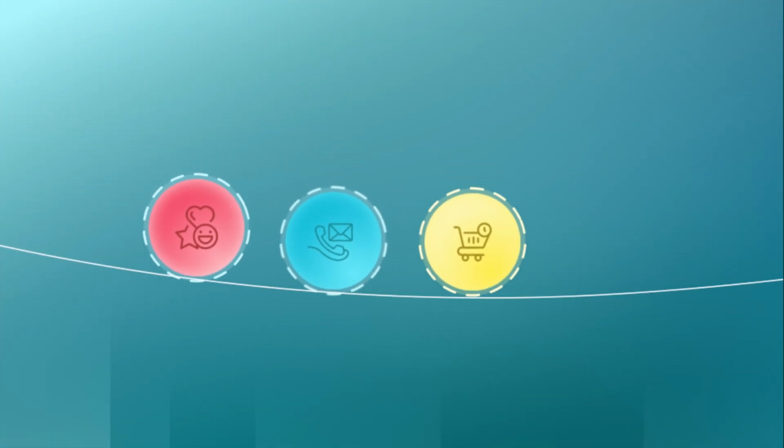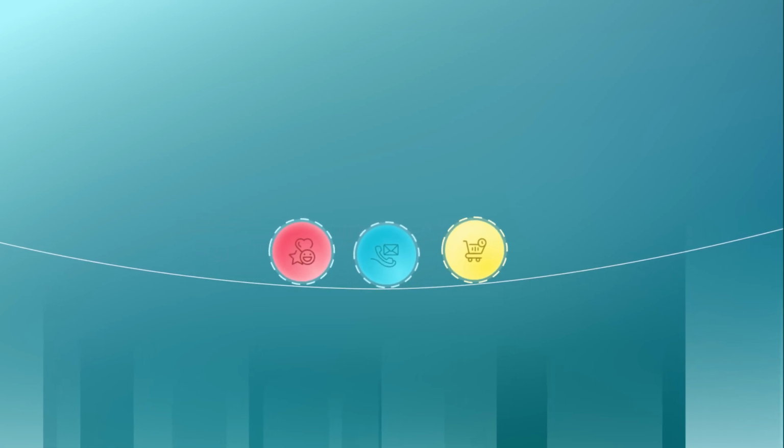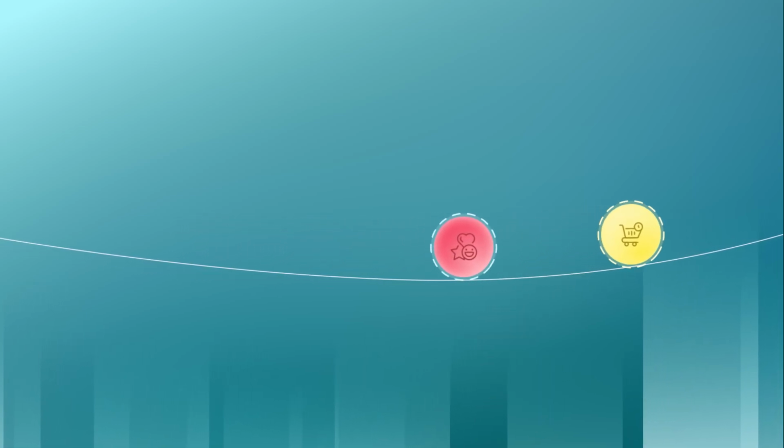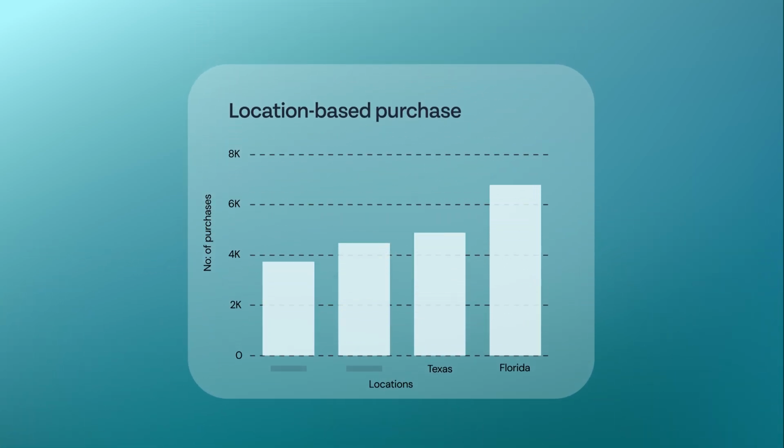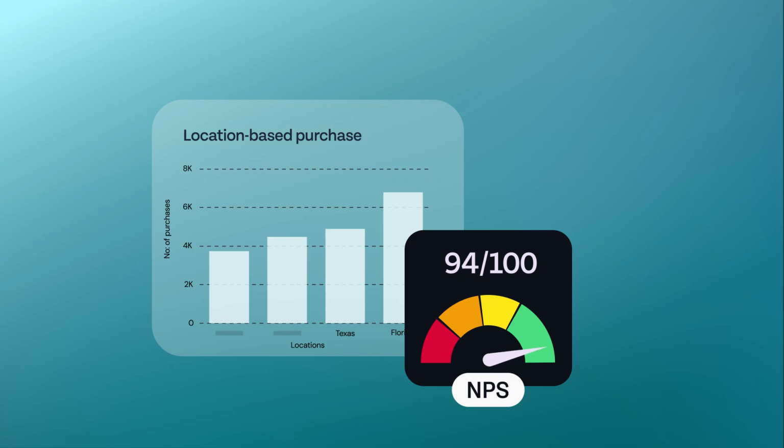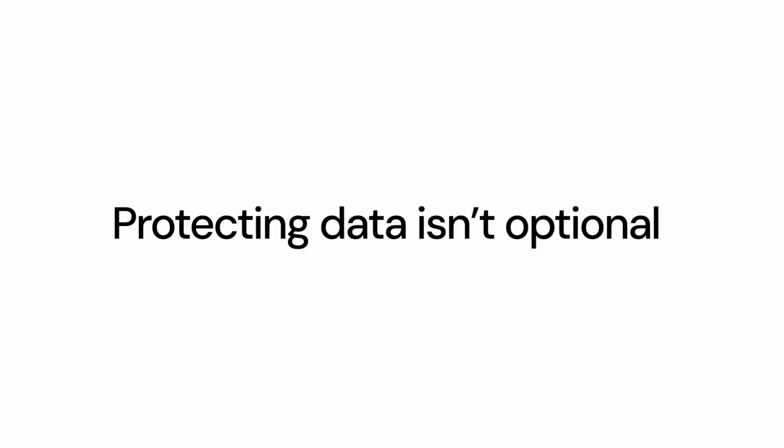Handling confidential data, like customer purchase history, contact details, or feedback, can feel like walking a tightrope. One slip and your sensitive information is exposed. Imagine running a retail chain like Ricardo's. Every day, thousands of customers make purchases, join loyalty programs, and share feedback. Protecting this data isn't optional, it's essential.